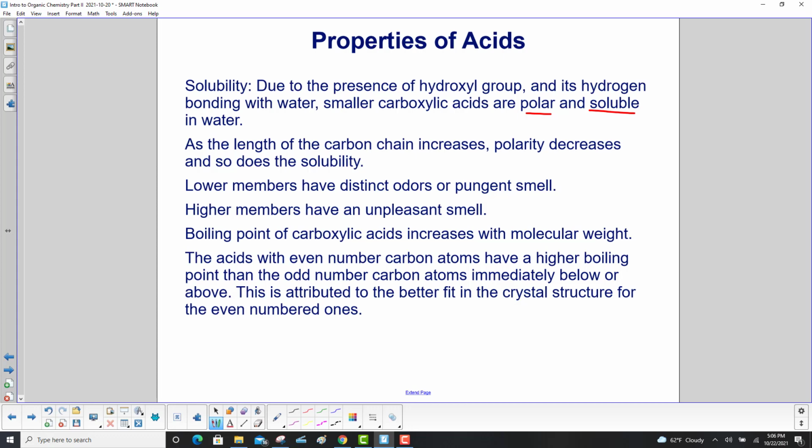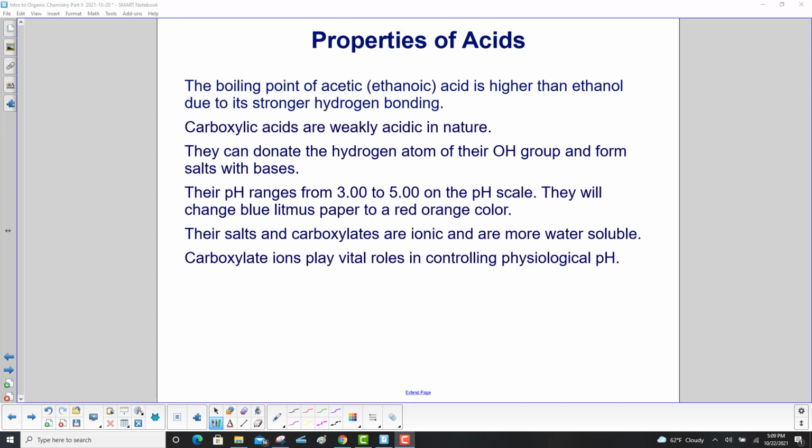The boiling point of carboxylic acids increases with molecular weight. The acids with even number of carbon atoms have a higher boiling point than the odd number carbon atoms immediately below or above. This is attributed to the better fit in the crystal structure for the even-numbered ones. The boiling point of acetic, that is ethanoic acid, is higher than ethanol due to its stronger hydrogen bonding.